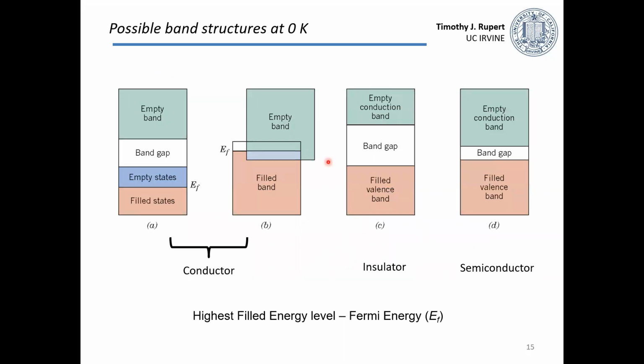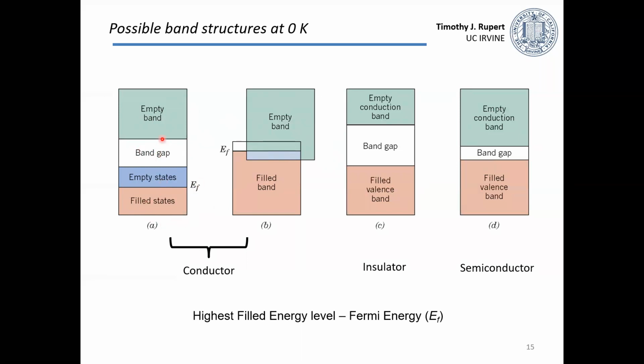So these different possibilities of having different types of band structures is exactly what gives us this separation of material behavior into conductor, insulator, or semiconductor. Okay? Conductors are pretty simple. There's just empty energy states, which are right next to the filled states. There's two ways this can happen.